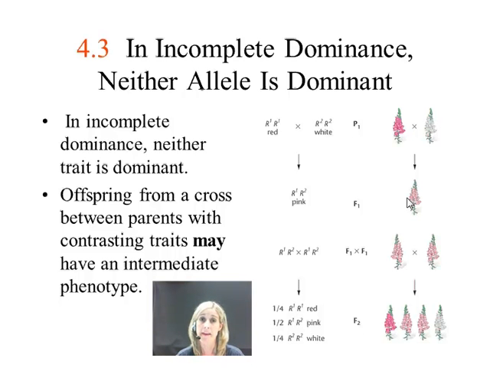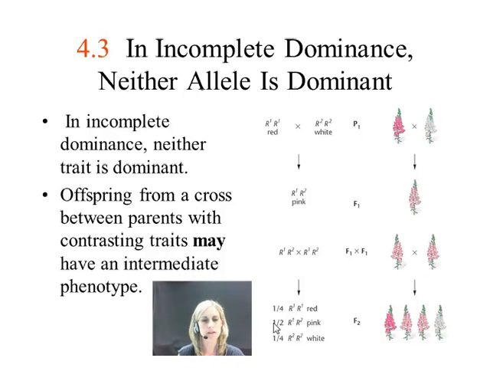What I'm hoping that you noticed down here is we see this very familiar 1 to 2 to 1 ratio, or 1/4 red, 2/4 pink, and 1/4 white. We're used to seeing that 1 to 2 to 1 ratio in genotype ratios, but not usually phenotype ratios.